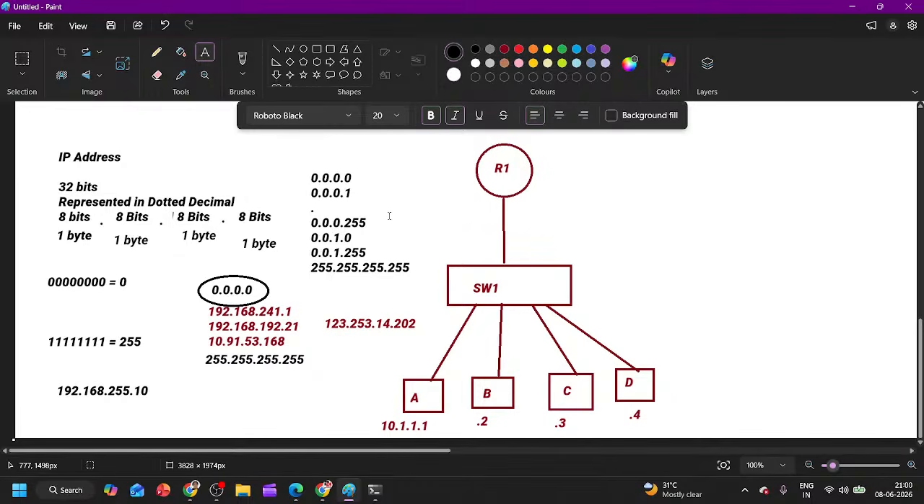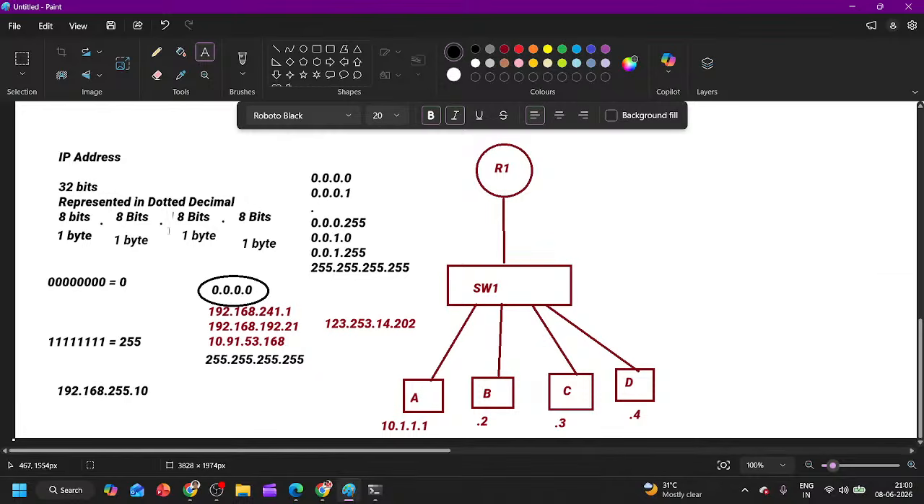As I said, NAT. Why did we come up with NAT technology? Because of the IPv4 shortage. Why did we come up with the private IP and public IP concept? Because of the shortage of IP addresses. So 4.29 billion IP addresses are less as compared to demand.